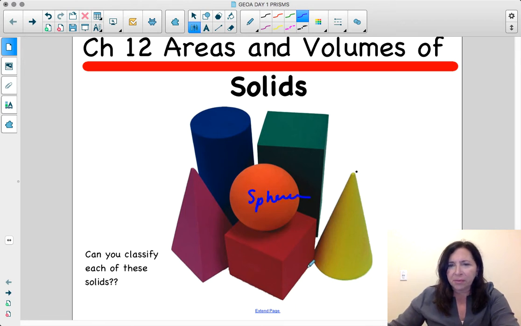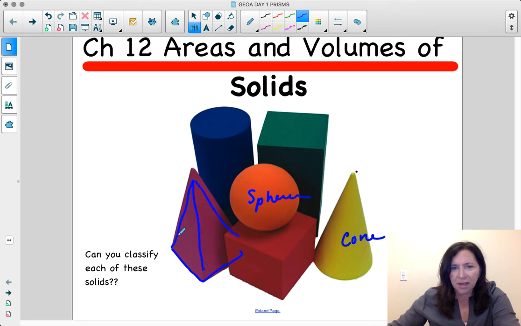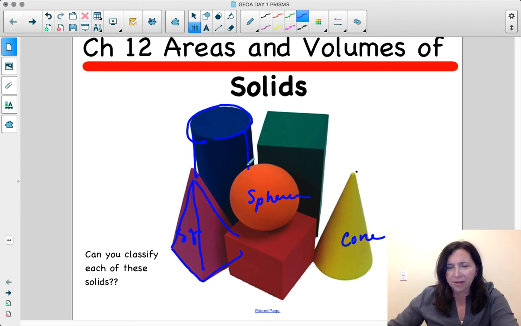Or this shape right here, would you think that that's a cone? And this shape right here, what is that? This would be a square-based pyramid. See how it goes like that? So that would be a square pyramid. This right here, going down on both sides, that's a cylinder. And this right here is a square prism. This is a square pyramid. This is a square prism.